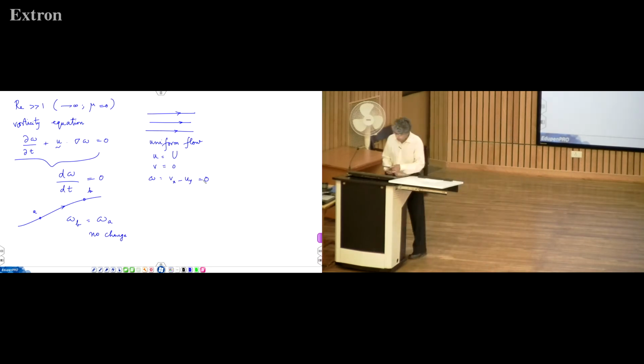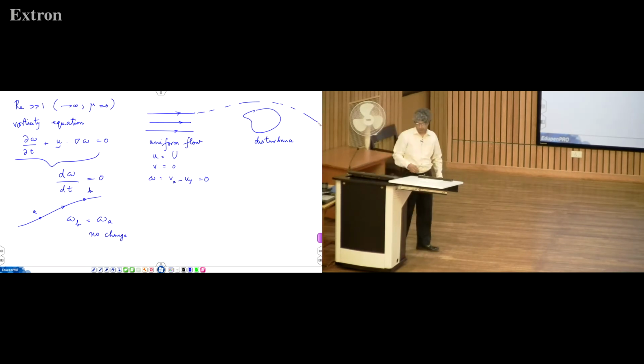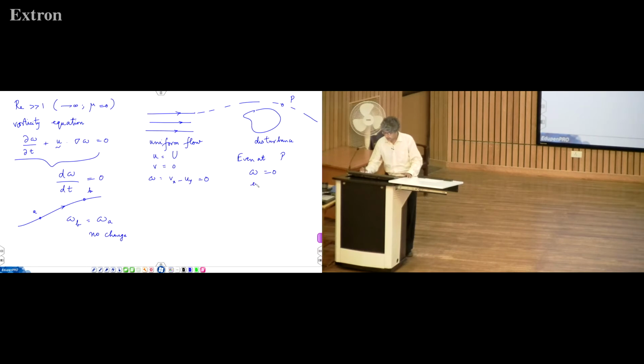Now, let us say you have disturbed the flow in some manner. So, this is a disturbance. This flow will go around the object, but omega B is equal to omega A. So, even at a point such as P, omega is 0. P is any point, therefore omega is 0 everywhere.